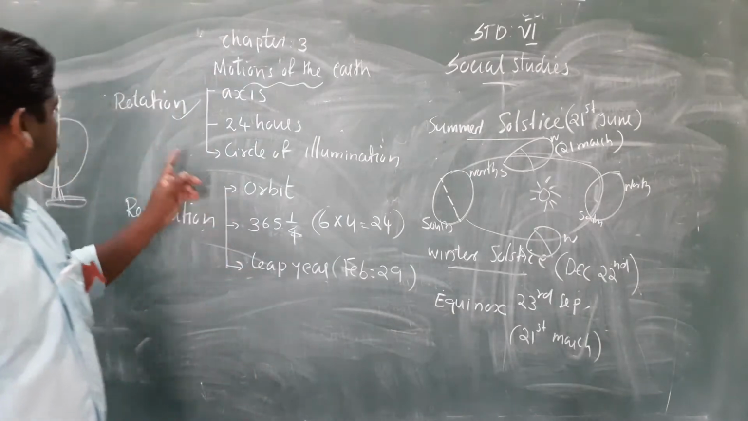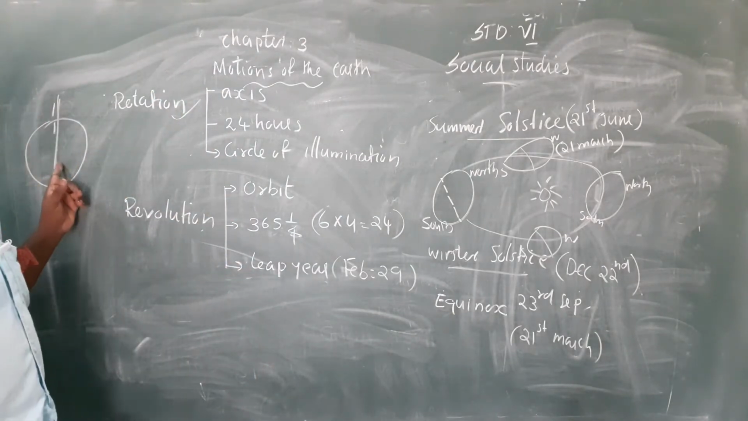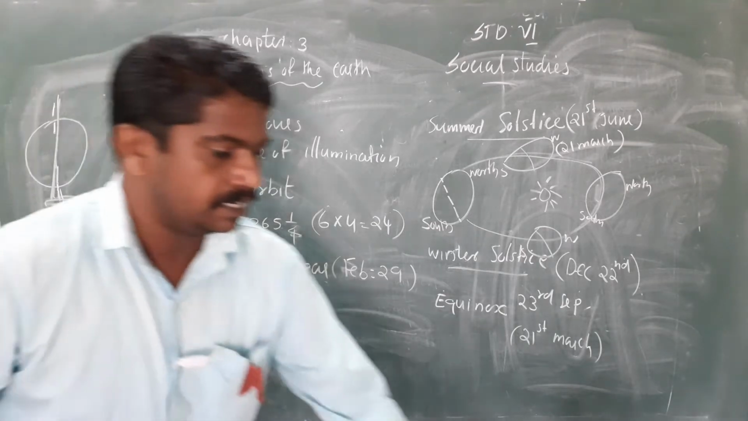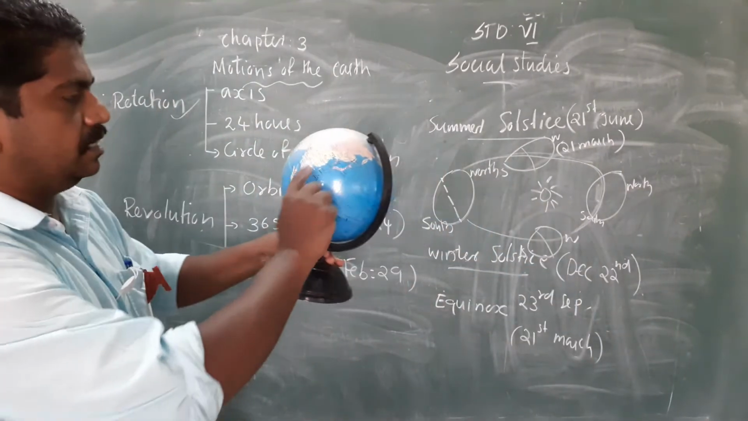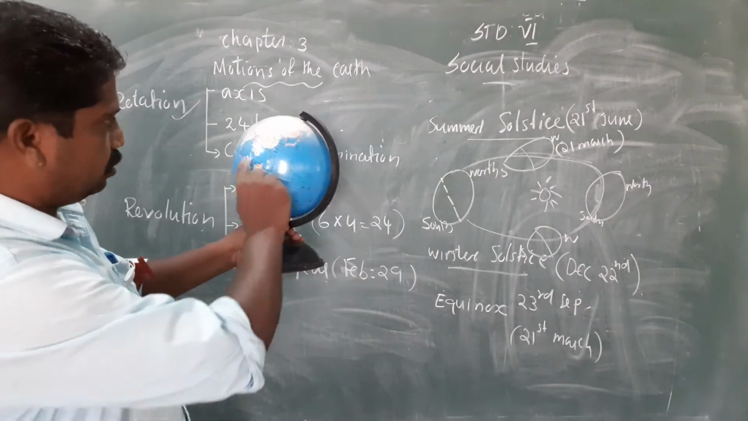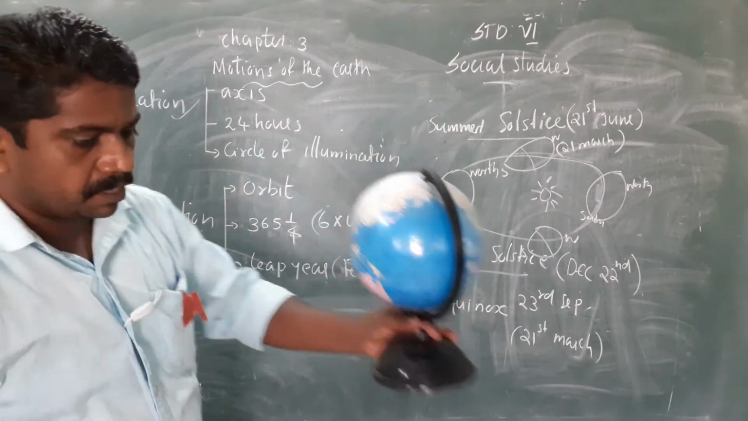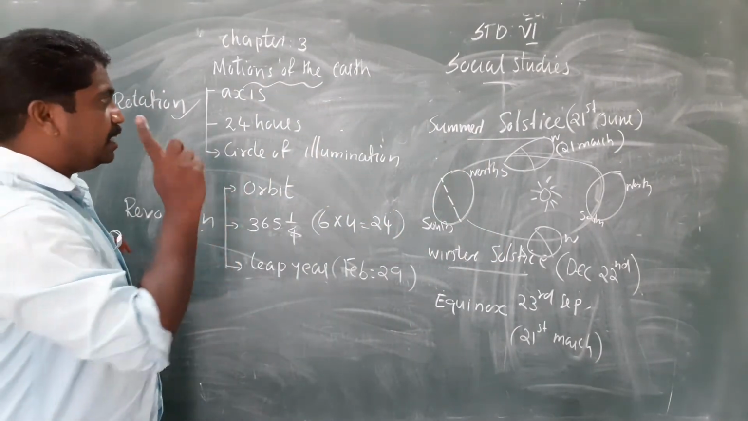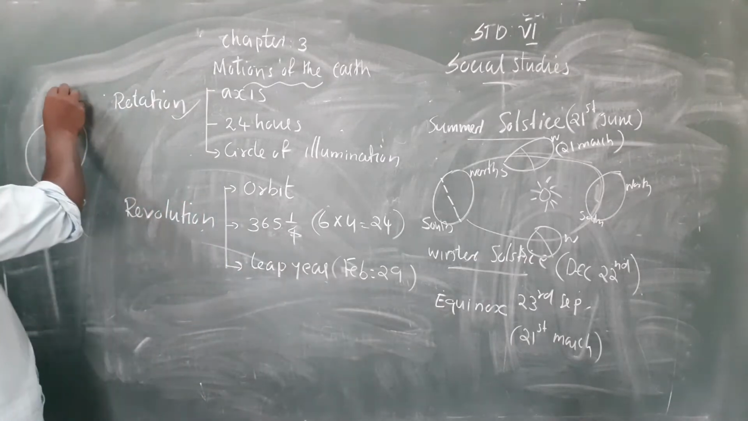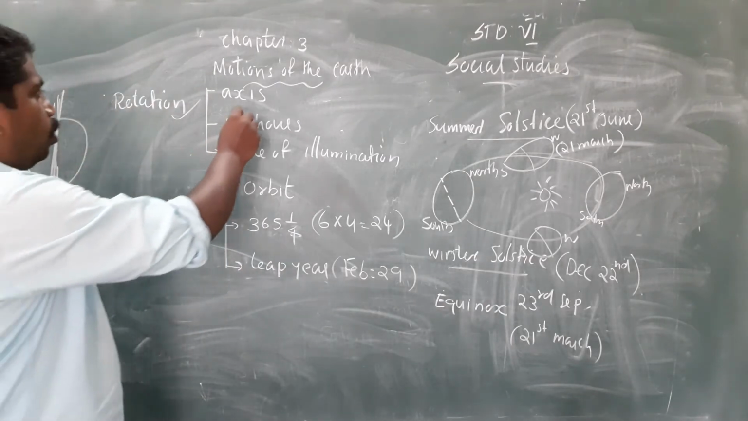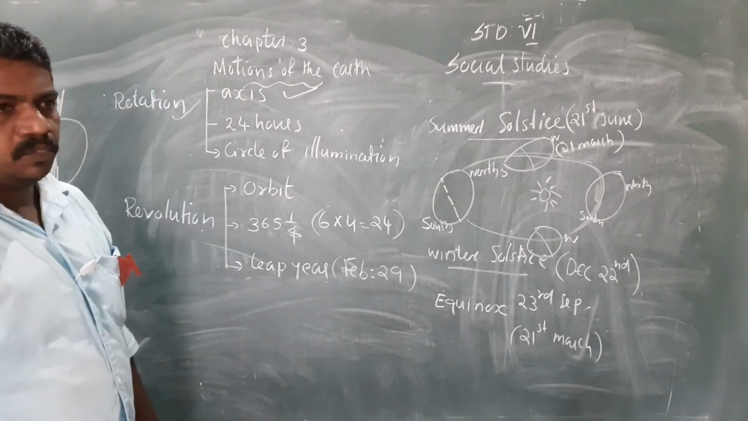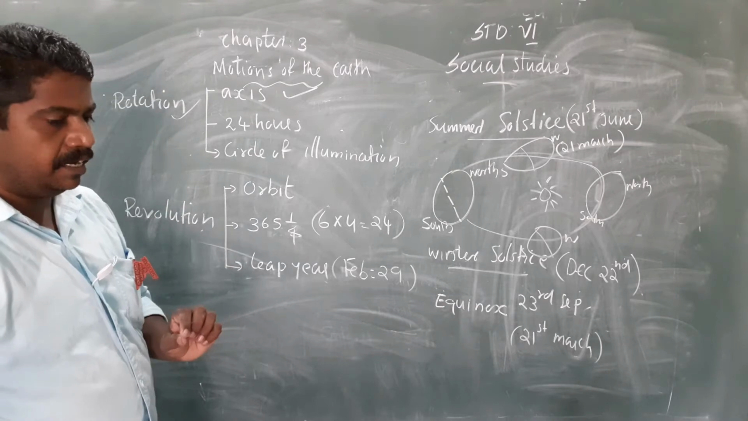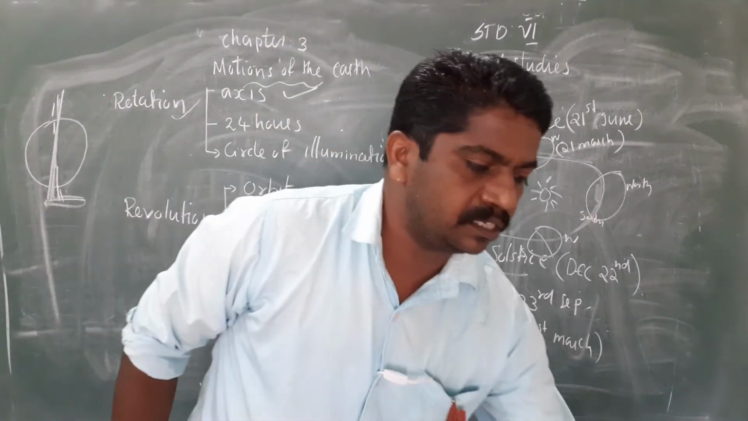You can see here, Earth is not standing straight. It is slanting. The Earth is standing on an imaginary line called axis. So what is axis? Axis means imaginary line connecting North Pole and South Pole.